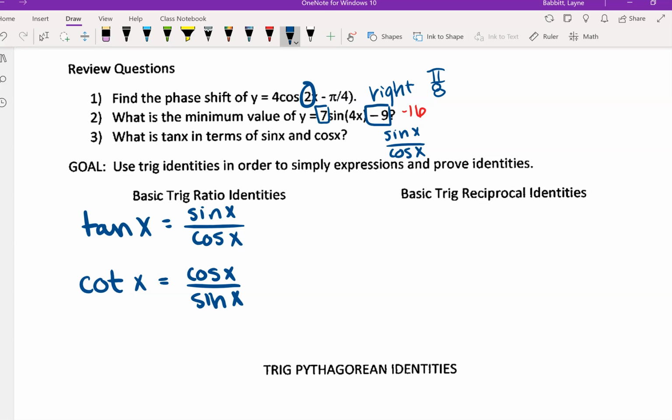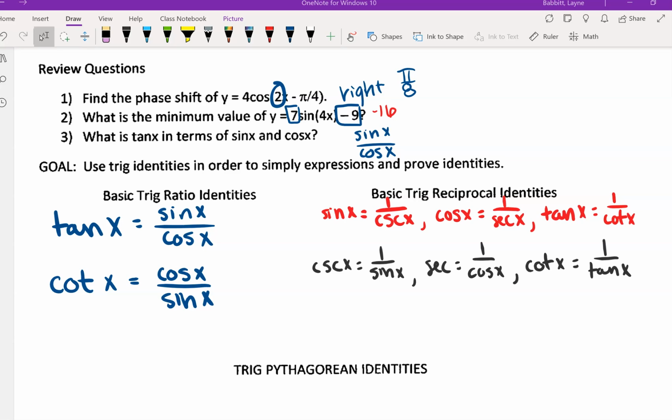And then our basic trig reciprocal identities. I'm just going to pause the video and put them all up there. Here are all the reciprocal identities. Hopefully you have these memorized already. Sine of x is the same as 1 over cosecant of x. Cosine of x is the same as 1 over secant of x, and then tangent of x is the same as 1 over cotangent of x. And then obviously the opposite is true for all of those as well.